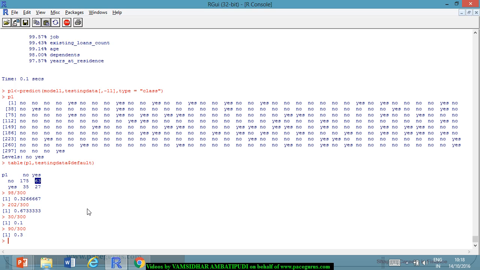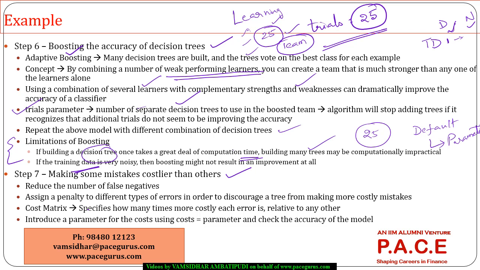So my decision was negative, but in reality it was positive. So I want to reduce that kind of an error. It is at this stage that I can bring the costs in as a part of my model. So we are creating a kind of penalty for different kinds of errors.